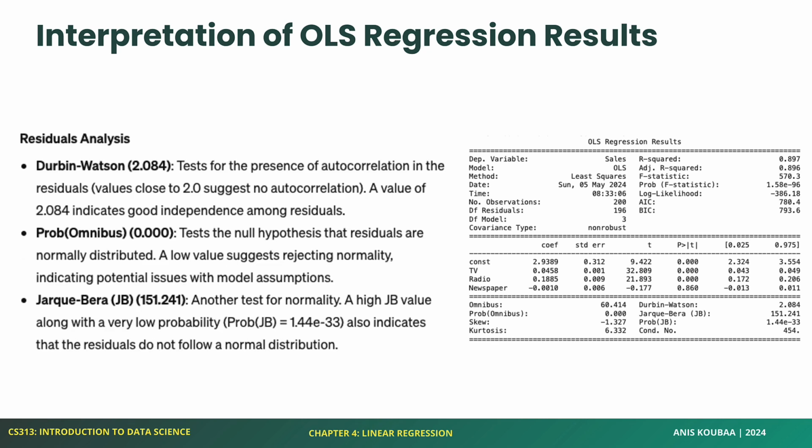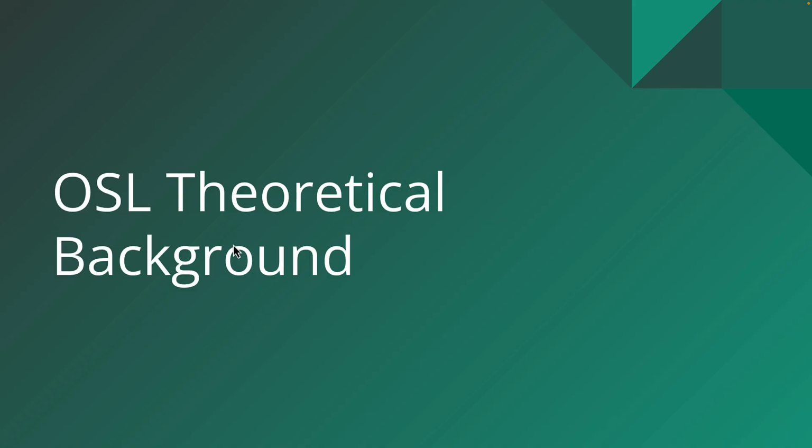Okay, this is the residual analysis that we will find here. A test for the presence of autocorrelation in the residuals. So a value of 2.08 indicates a good independence among residuals, and residuals among the different predictors are independent. And this one is another test for normality. A high JB value along with a very low probability indicates that the residuals do not follow a normal distribution. These are just additional information about the residuals.